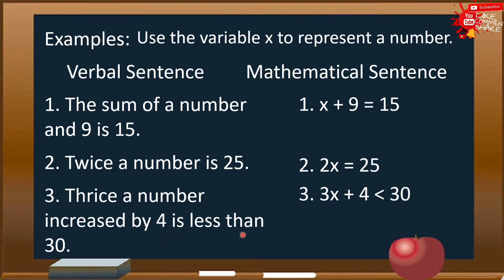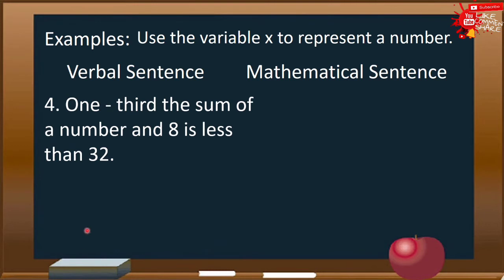Then is less than, so we have the symbol for is less than. Then we have 30, so we have 30 here. So 3x plus 4 is less than 30. So this will be the mathematical sentence for the verbal sentence example number 3, which is, thrice a number increased by 4 is less than 30.